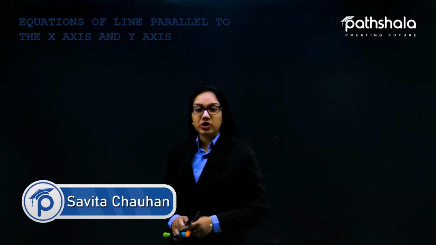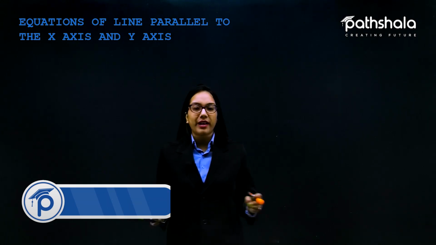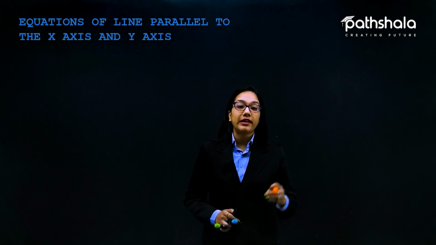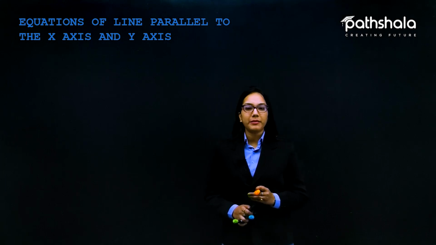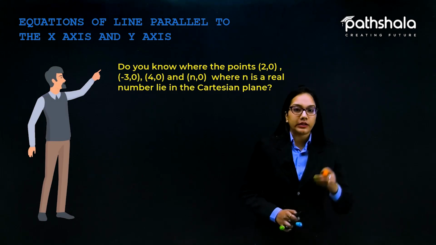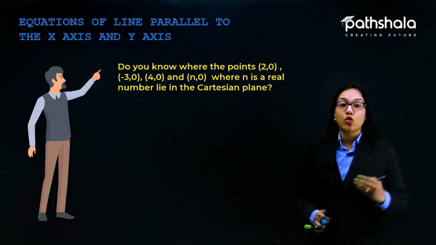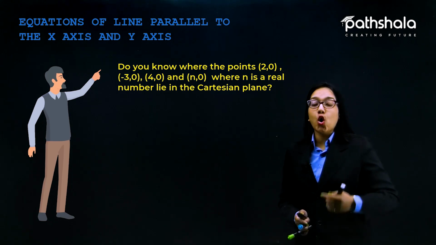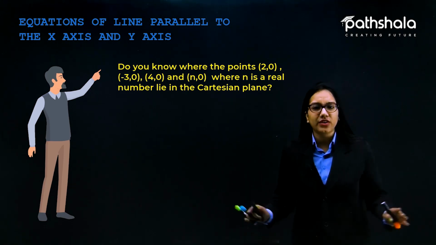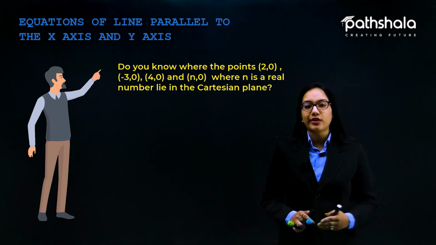Let's just move on further towards our new concept, which is all about the equations of lines parallel to the x-axis and y-axis. But before going towards this particular topic, let me ask you a little question: do you know where the points (2, 0), (-3, 0), (4, 0), (5, 0), and so on, (n, 0), where n is any real number, lie in the Cartesian plane? Do you know where all these points lie in the Cartesian plane?